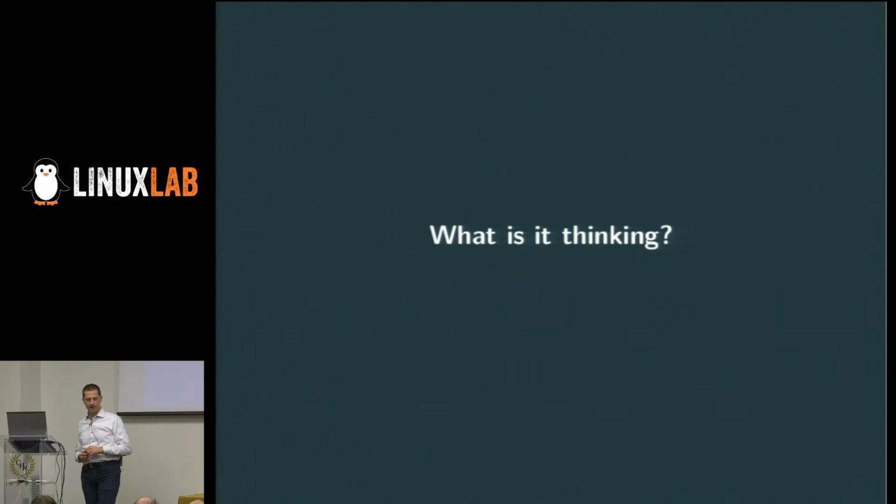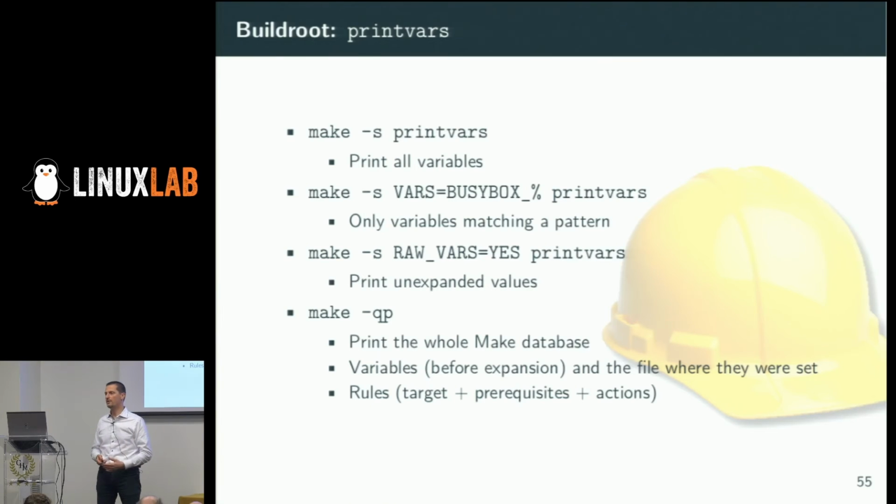Okay, and finally, if still you don't understand why things go wrong, you might need to enter its brain and understand what it's thinking. So you thought you told it to do something, it's doing something else. So the first thing you should do is look at the variables. Maybe you didn't set the variable correctly, maybe there's a typo. With make -s printvars in Buildroot, you can have it print all of the internal variables, and you can also filter them. One nice filter is the package name as a prefix, so just print all the variables for the BusyBox package. And in this case, it gets easy to debug a package.